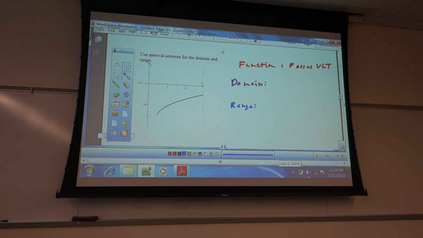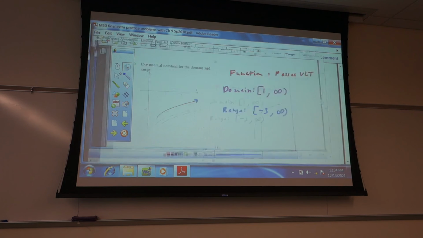What did folks come up with for the domain? Furthest left it goes? 1. It looks like it can touch 1. What's the furthest right it goes? That's infinity. If you weren't sure and you put a curved bracket at 1, I think I'd be okay with that, because you can't really tell. What's the range? -3. And we'll say it touches. You can't really be sure. If you put a curved one there, it's fine too. What's the highest it goes? Infinity, yep. It goes up and to the right forever.